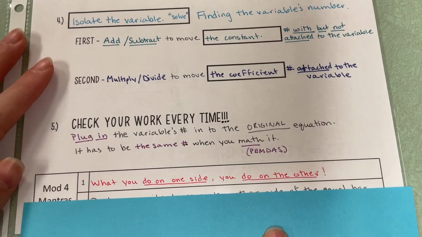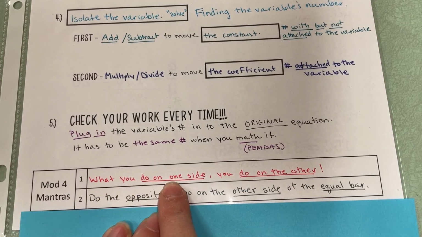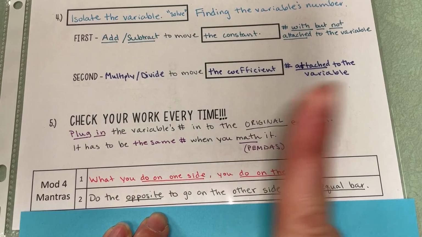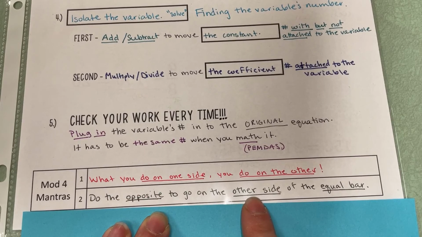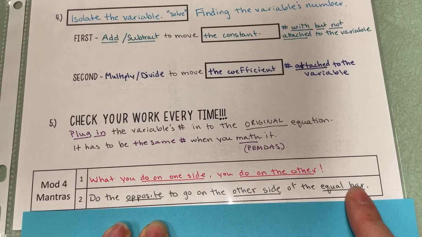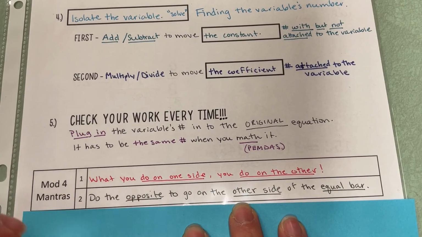Okay, we have 2 mantras. What you do on one side, you do on the other. So that's number one. I will say that so much. And then number two, do the opposite to go on the other side of the equal bar. You have to do the opposite to go on the other side of the equal bar. All right, that's the end of this video. We're going to go through some identifying of coefficients and constants together.